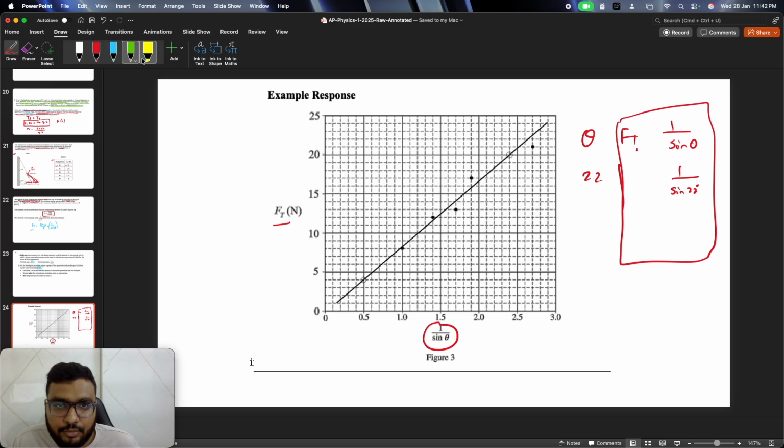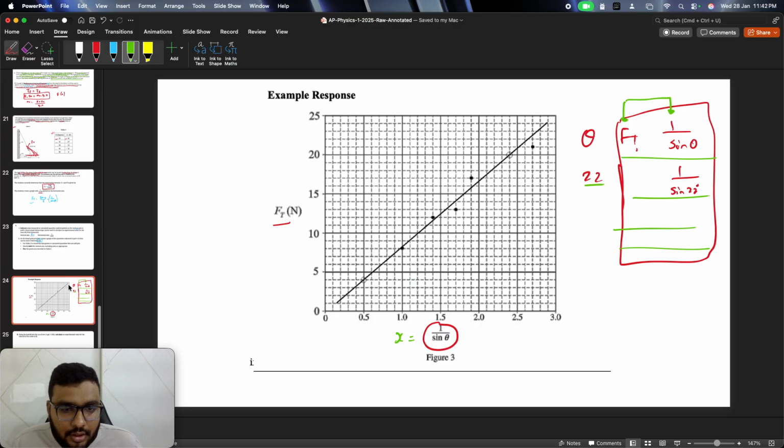So this is a very important thing. Ft and 1 upon sine theta is what we need to plot, because the x-axis is 1 upon sine theta. So make sure you always check what is given. So we have to just compute all the 1 upon sine theta values. When you compute the values and plot a graph, you will get a graph something like this.